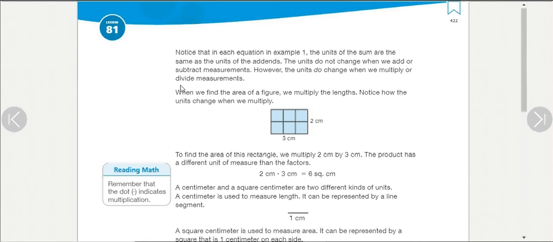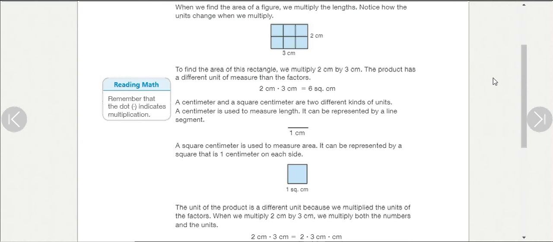Now, like I promised, multiply, divide, you get something different. When we find the area, we have to multiply, right? And if you're using units of measure, which you usually are with area of figures, it might have centimeters, like 2 centimeters going up and 3 centimeters going across. And when you multiply those, area, 2 times 3, you've learned that the units do change. Instead of just centimeters, they are now square centimeters. And that's because a centimeter looks like this.